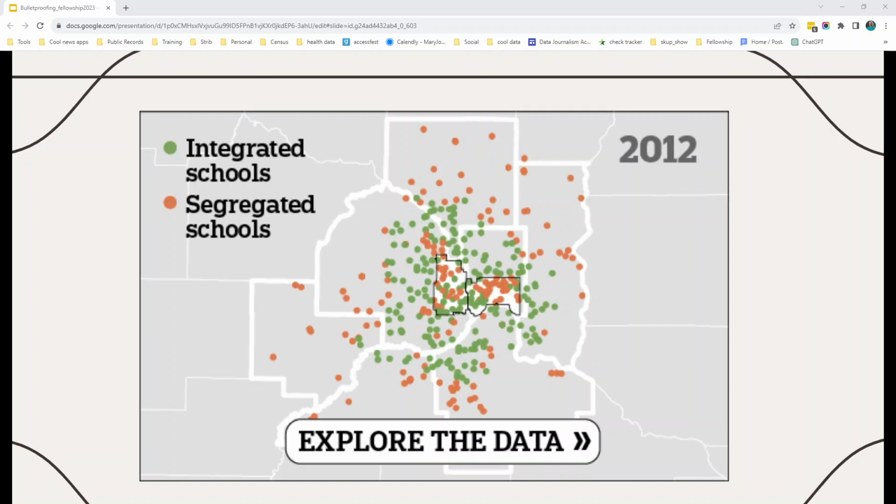And so we classified each school as above that 80% threshold or not. Above the threshold, they were defined as segregated schools, the orange dots in this map. If not, we called them integrated schools, the green dots. And once we classified each school into these buckets, you could very easily see this change happening over time in Minneapolis and St. Paul.